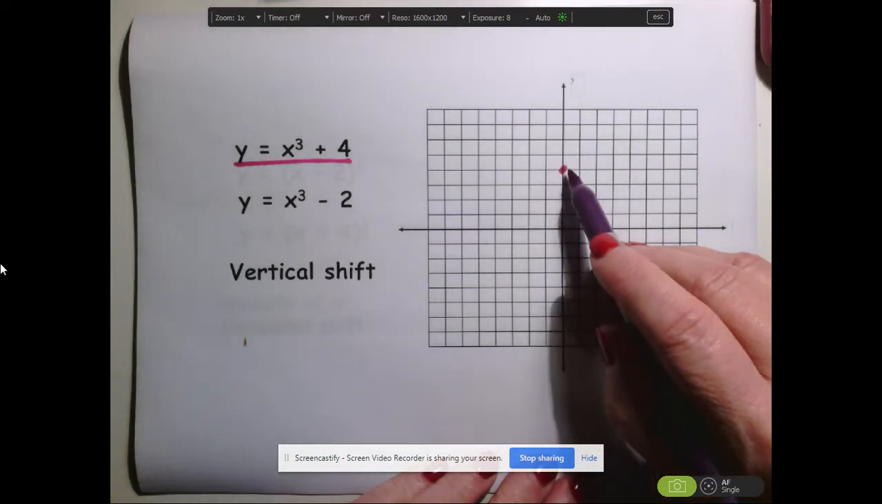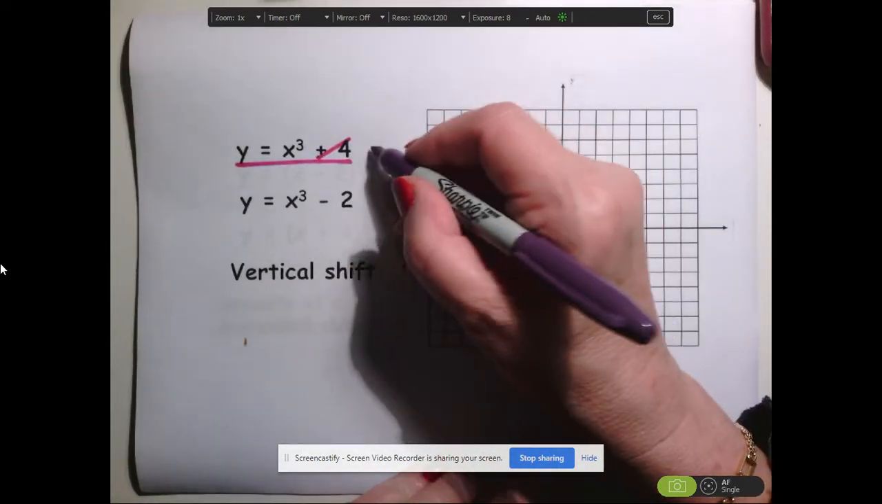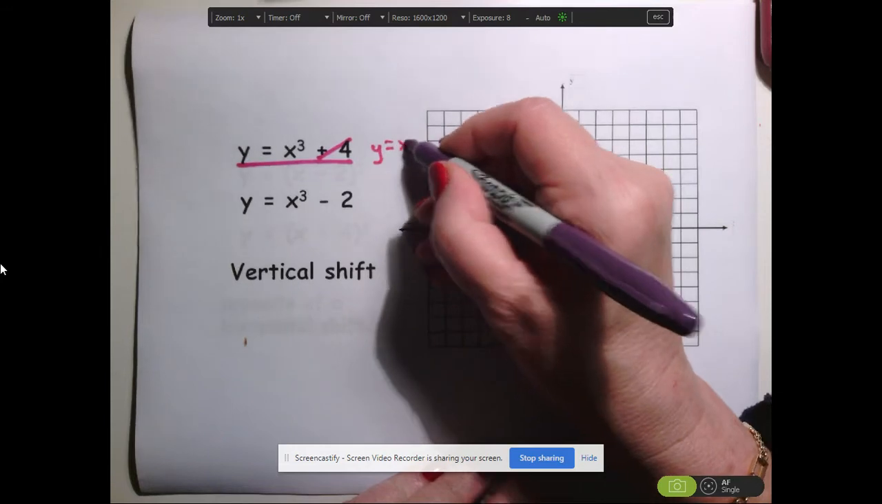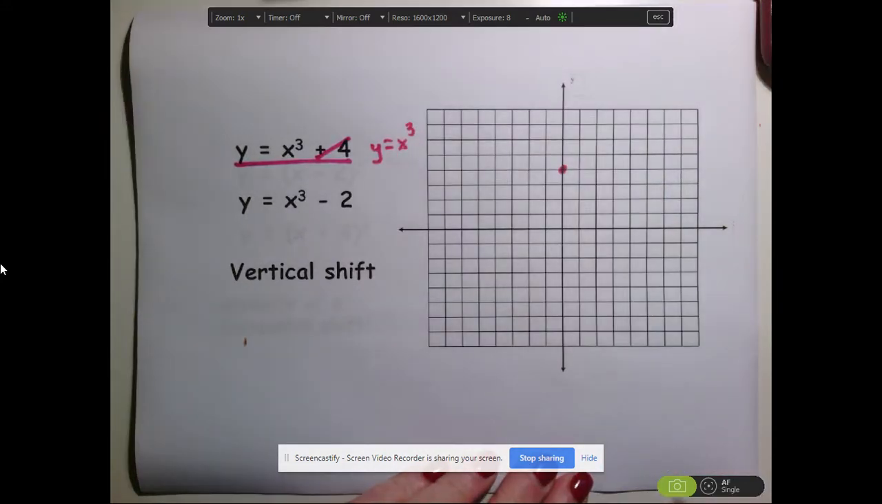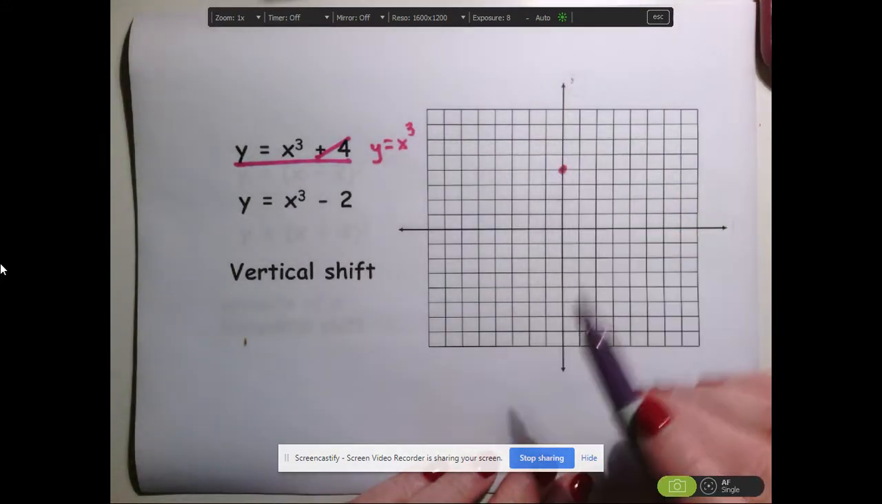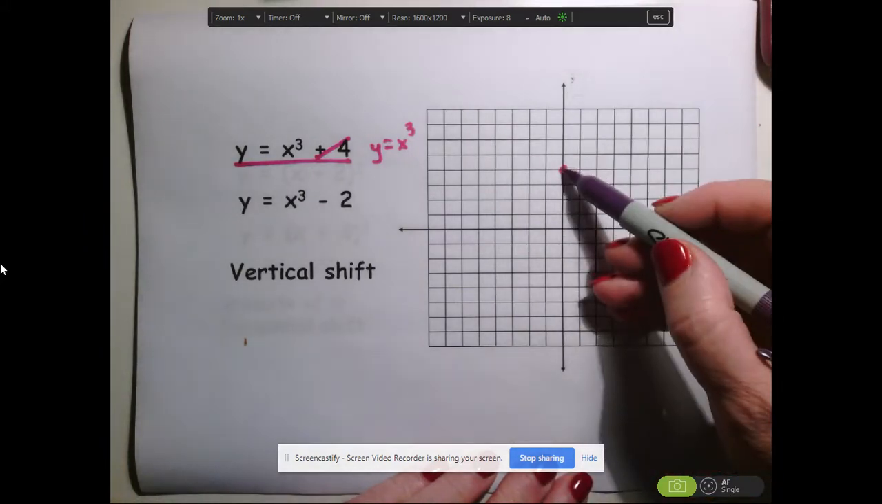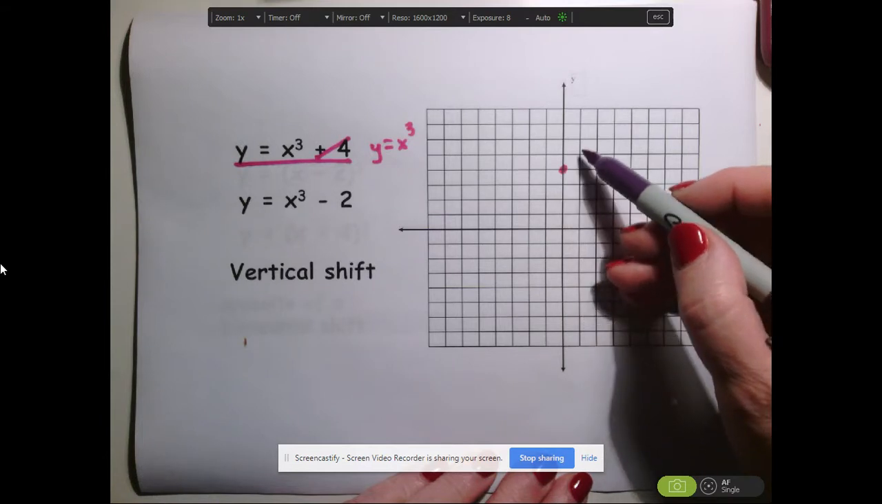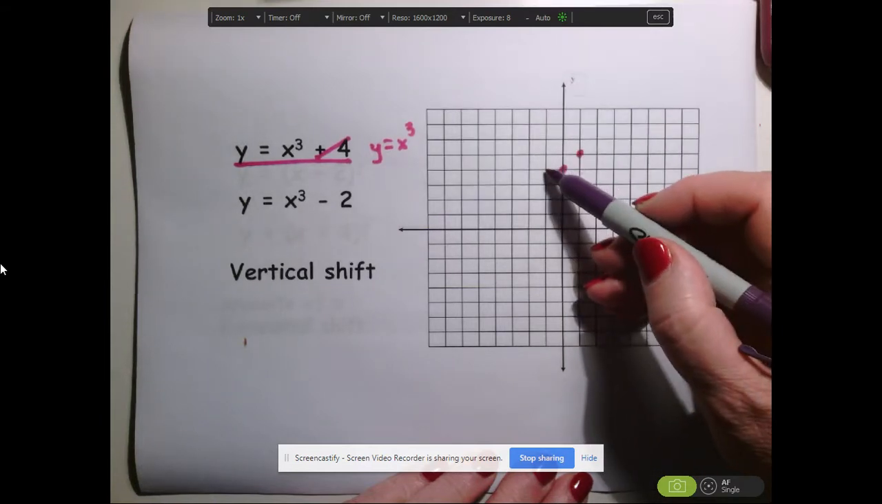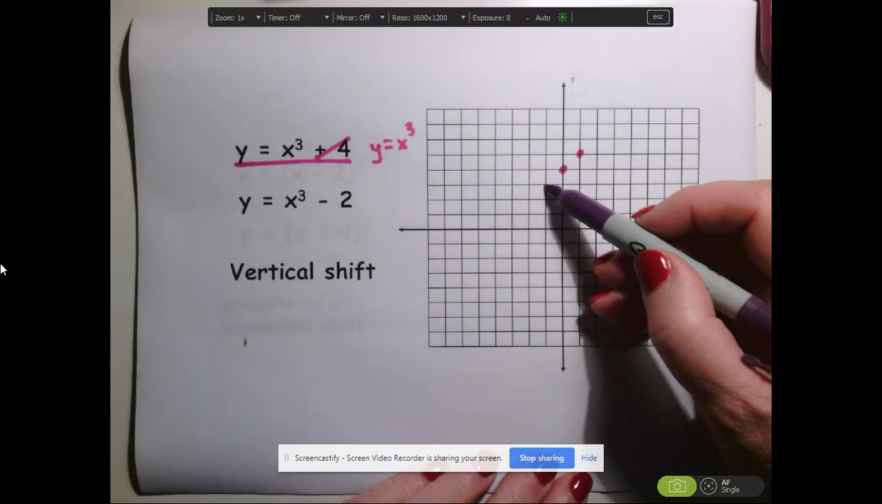From this point, I am now going to ignore that. And I'm basically going to graph my parent function y equals x to the third. But I'm going to graph it from this vertical shifted point. So I'm going to think of this now as my new 0, 0, or my new origin. From here, I'll go over 1, up 1. I'll go over -1, down 1.